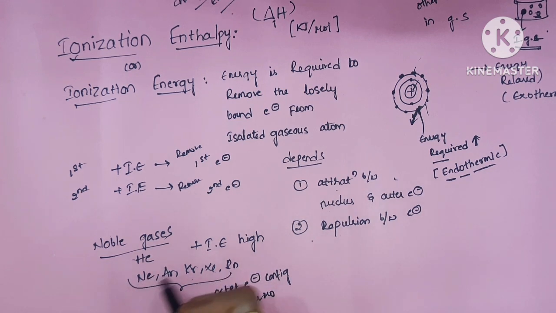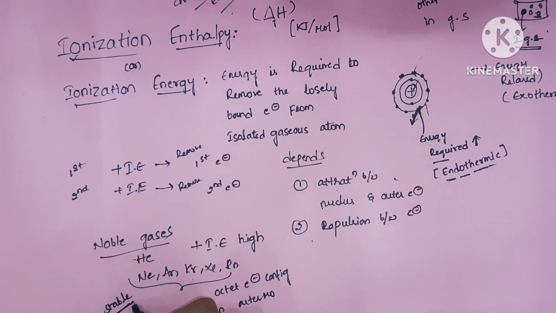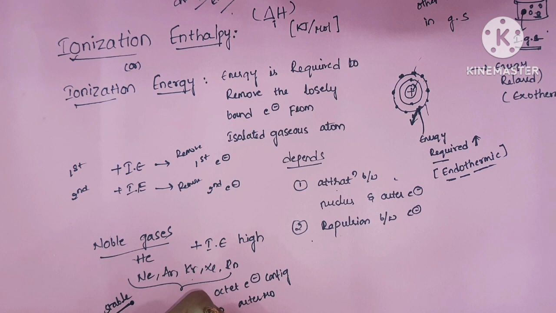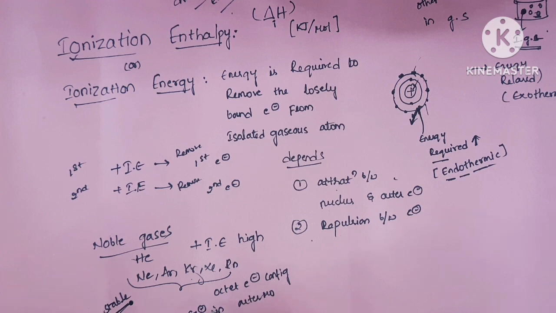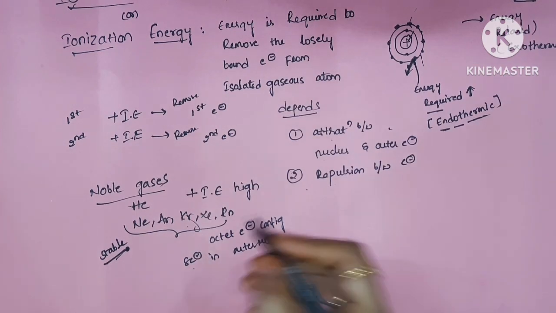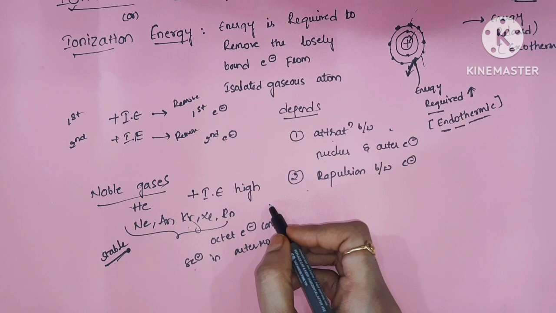That's why noble gases are all very stable. They do not participate in any chemical reaction. Why? Because they all have the octet electronic configuration. That's why noble gases are very stable.